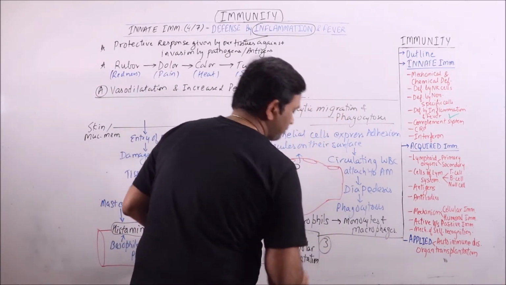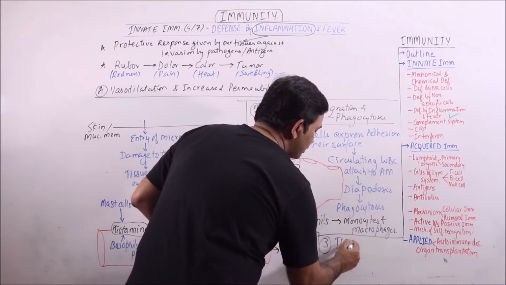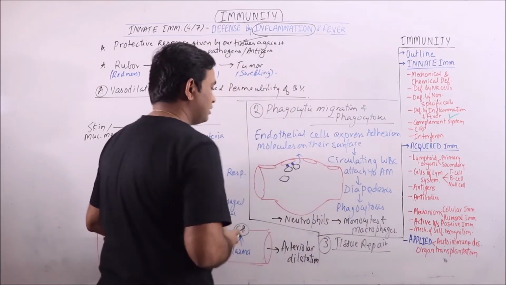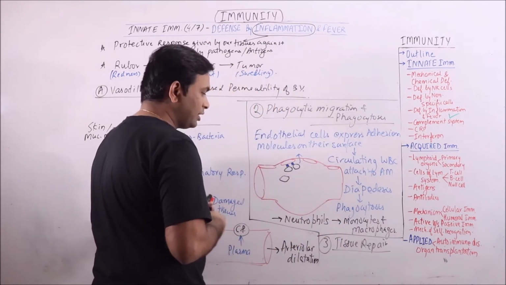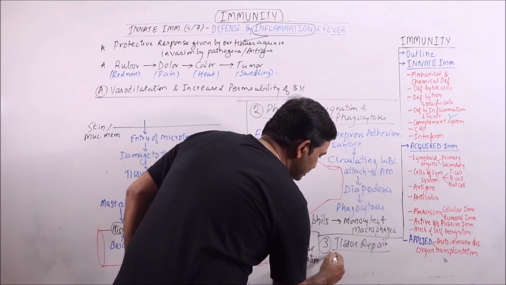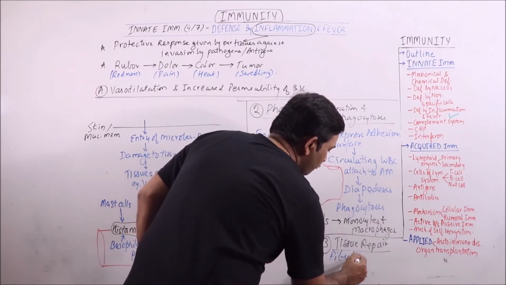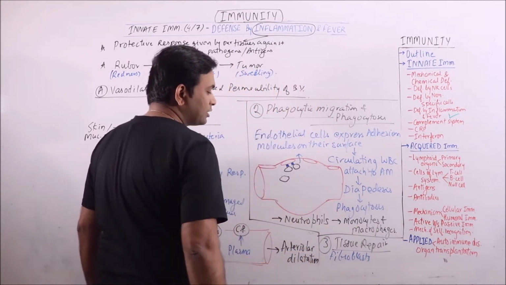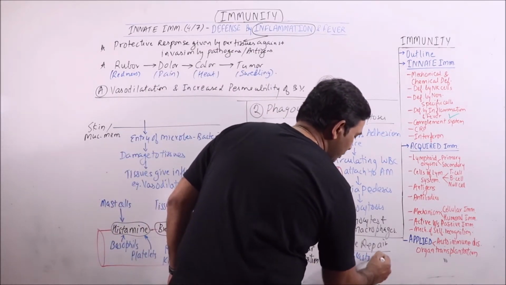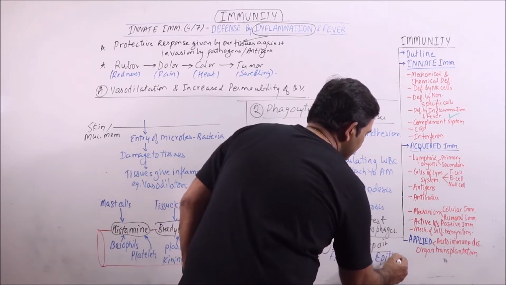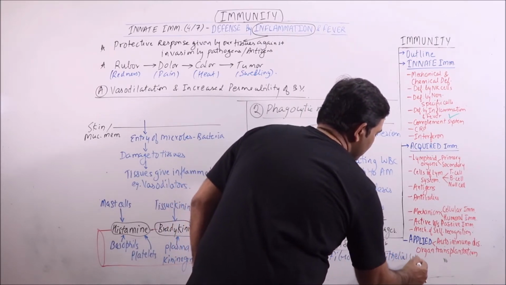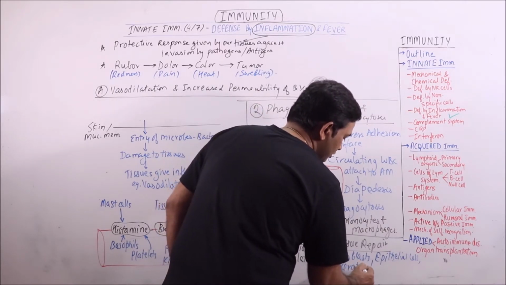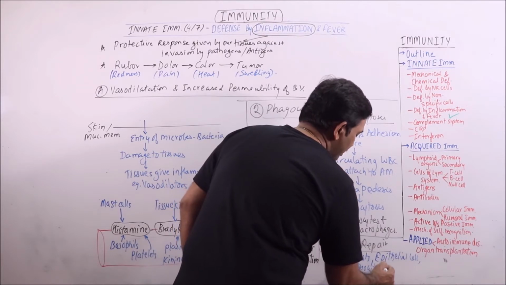Now the third step is tissue repair. After these interactions, tissue repair will occur by migration of fibroblasts that will form collagen fiber, then scar is formed and repairing is initiated. Epithelial cells, keratinocytes and macrophages also take part.